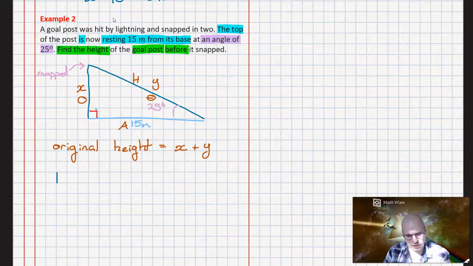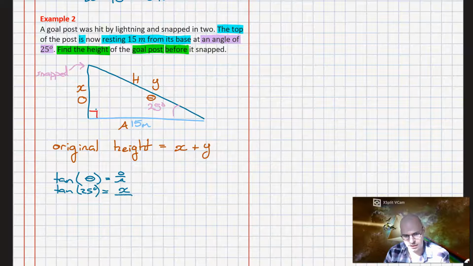So we're going to go tan theta equals the opposite over adjacent. We sub in our values, so we get tan 25 degrees equals, opposite will be x, adjacent is 15. Rearranging to solve for x, we get x equals 15 tan 25 degrees, and I'm going to leave it like that for now.